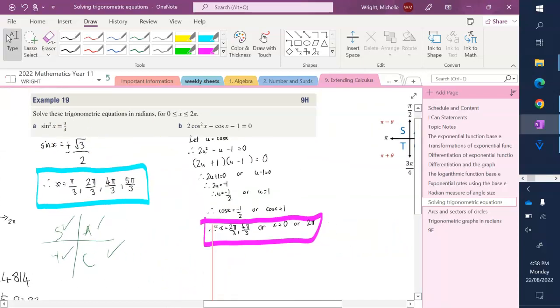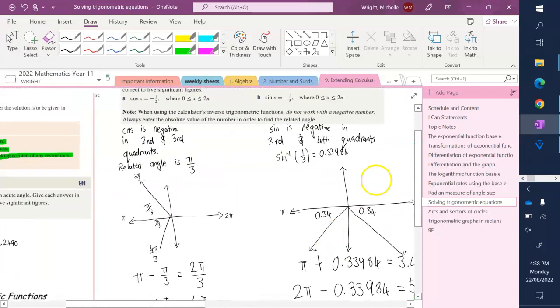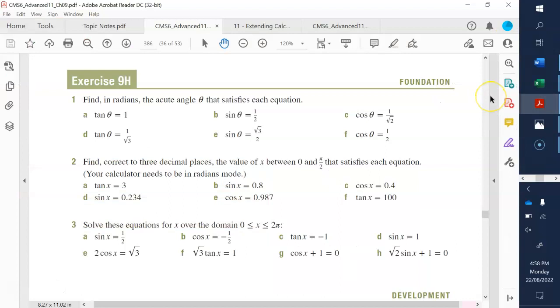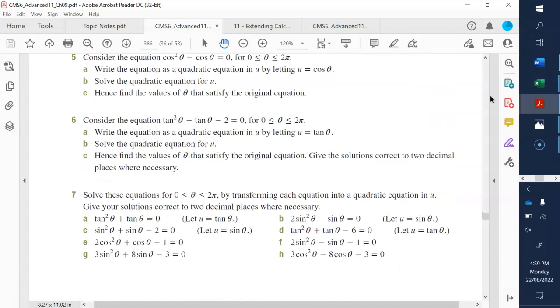I've done this one for you. Your triangles are there again. I think other than that, we're pretty straightforward. Jumping back into our examples and exercise 9H, most of these are quite straightforward, and you just need to work through those and have a go.